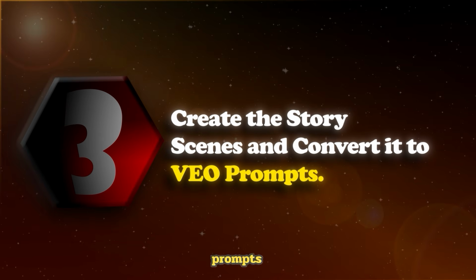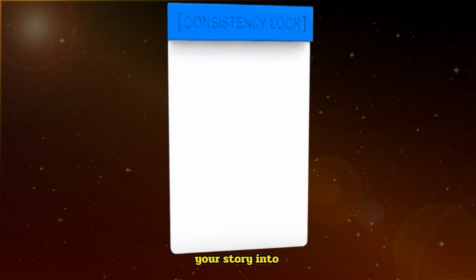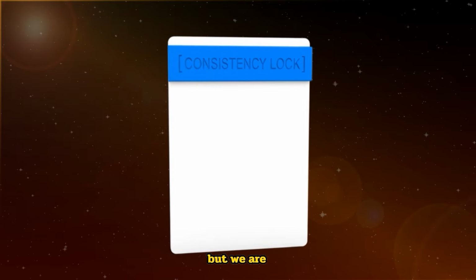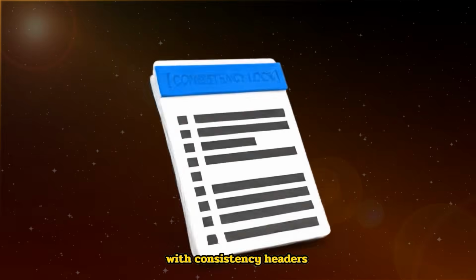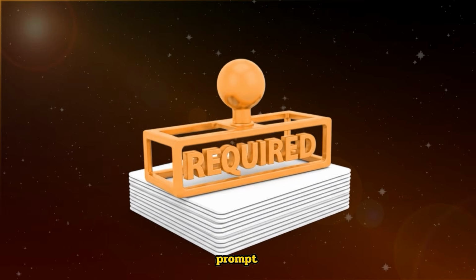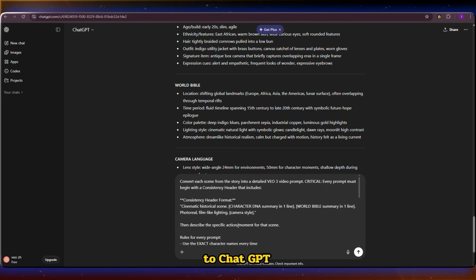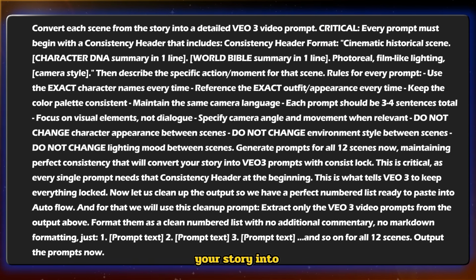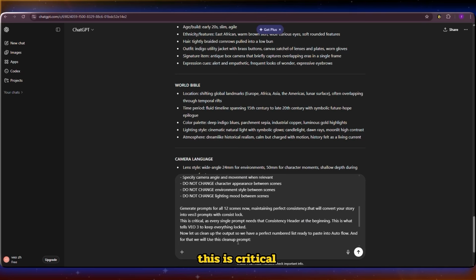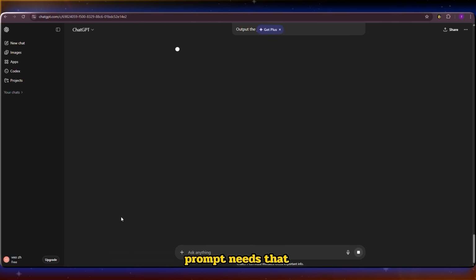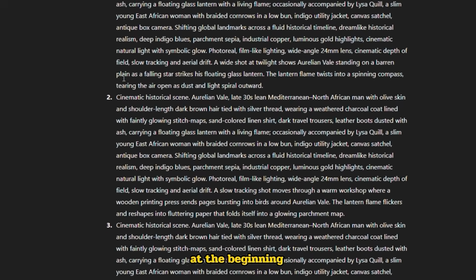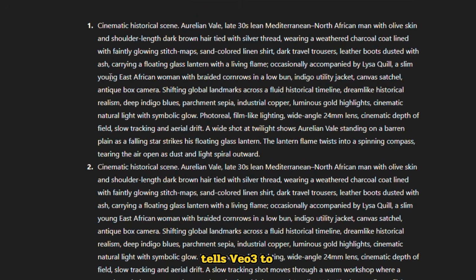Step 3, create the story scenes and convert it to VEO prompts. Now we turn your story into VEO3 prompts, but we are doing it the smart way with consistency headers on every single prompt. So go back to ChatGPT and use this prompt that will convert your story into VEO3 prompts with ConsistLock. This is critical, as every single prompt needs that consistency header at the beginning. This is what tells VEO3 to keep everything locked.